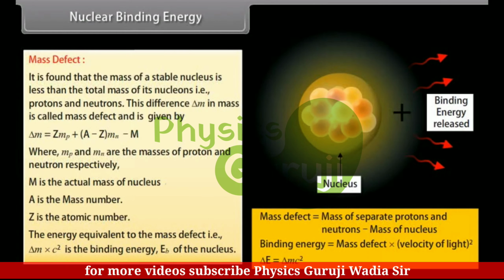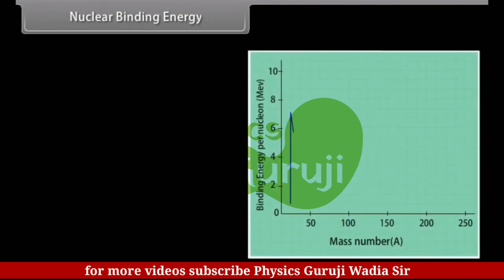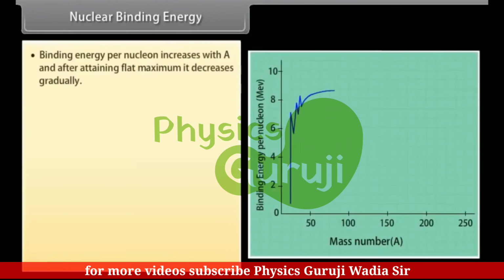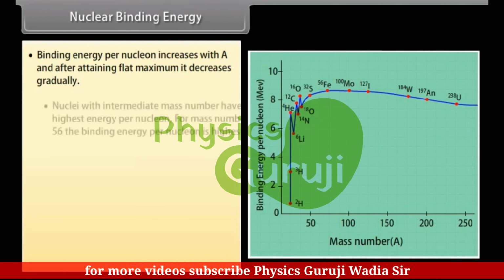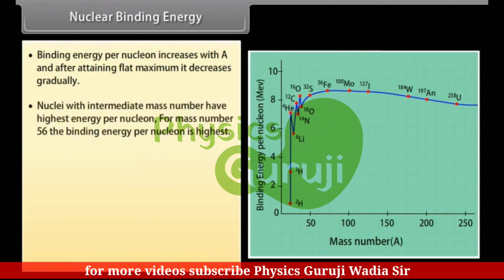The energy equivalent to the mass defect, that is delta m into c square, is the binding energy, EB, of the nucleus. From the graph, we note that binding energy per nucleon increases with A, and after attaining flat maximum, it decreases gradually. Nuclei with intermediate mass number have highest energy per nucleon. For mass number 56, the binding energy per nucleon is highest.